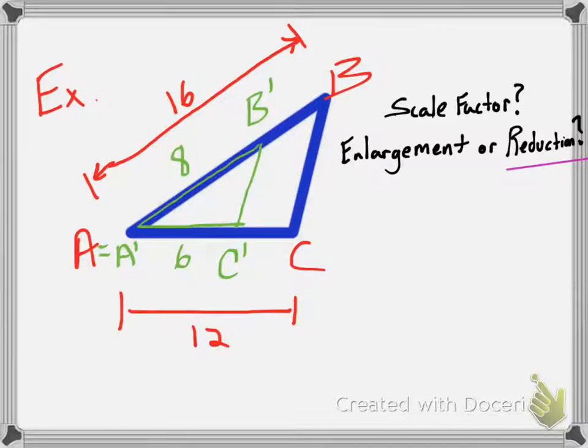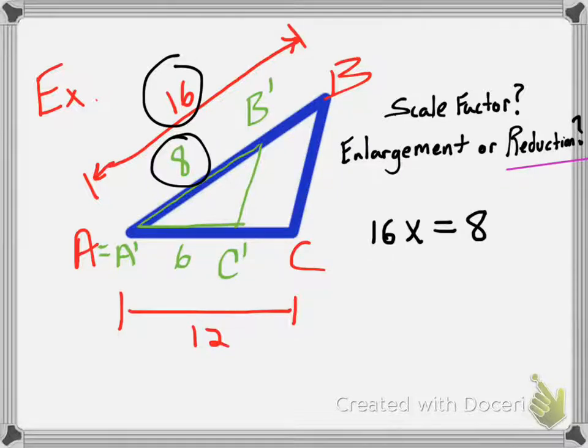Well, let's look at these two, 16 and 8. I went from 16 to 8. So this is what it is. It's 16 times x gives me 8. Now we know that x has to be a fraction because it's a reduction. So we have to figure out what that fraction is. Well, it's easy as solving this.